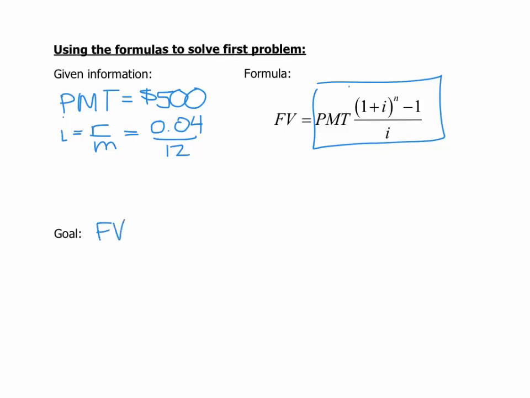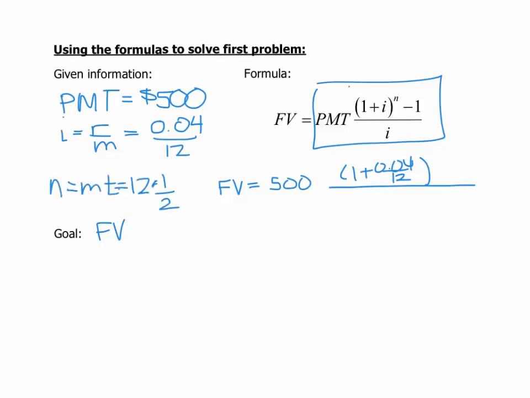So if I were going to use my formula to find the future value, I would have 500, I would have 1 plus 0.04 divided by 12 to the... okay, now we didn't calculate N. Remember, our N is our M times T. Our M was 12, and our time was 6 months, and time is always in years, so our time is going to be 1/2. 12 times 1/2 gives us 6. That's the same number as the number of $500 deposits that we put in.